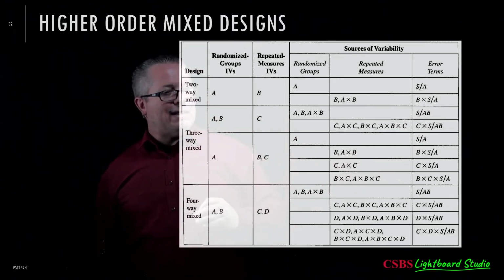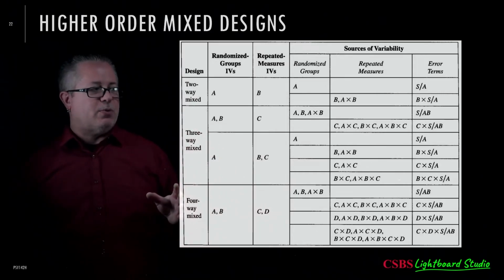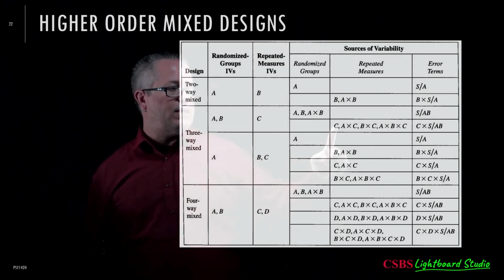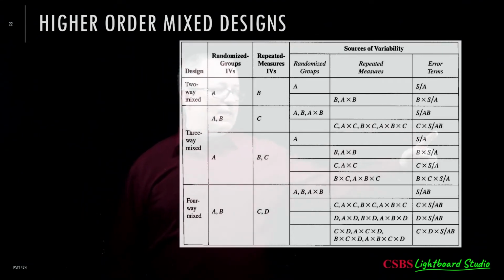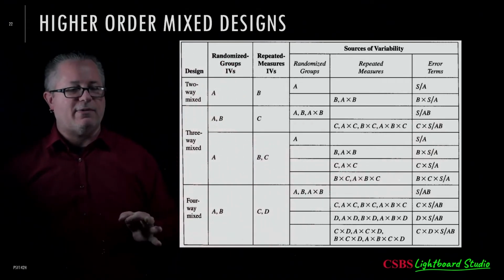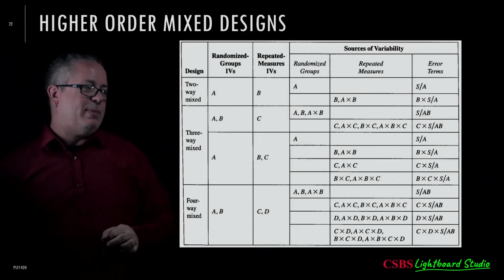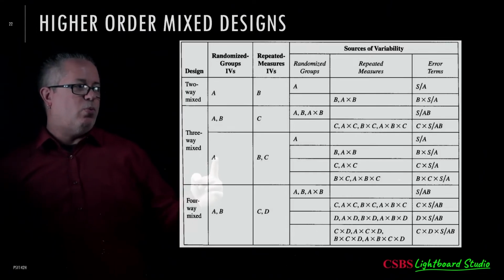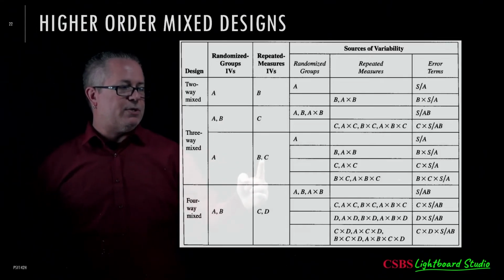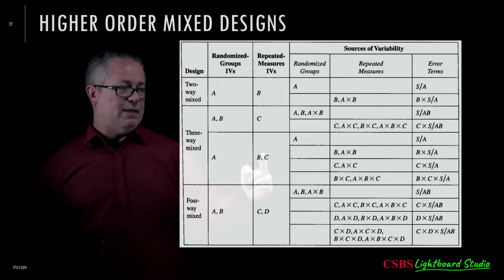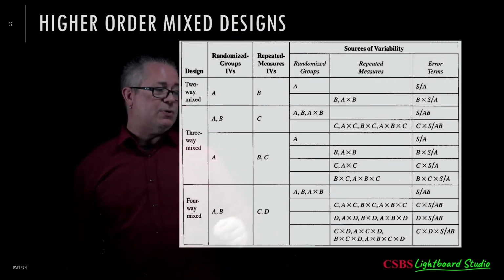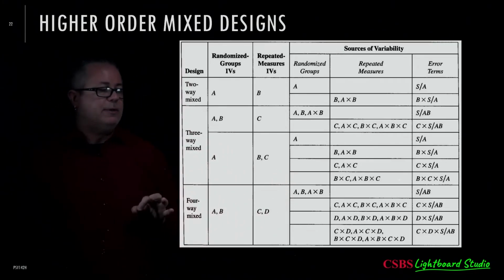Everything that has C in it, even just 1 C in there somewhere, gets its own error term. So C, A by C, B by C, A by B by C, all get this C times S with an AB. That's actually the easy one. That's the easy of the 3-way mixed. Because if you just move B over to repeated measures, so A is randomized groups, between groups, and B and C are repeated measures, it gets a whole lot uglier.